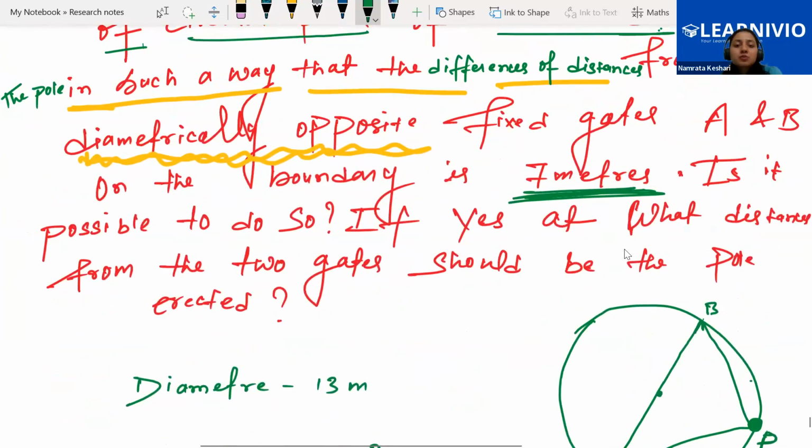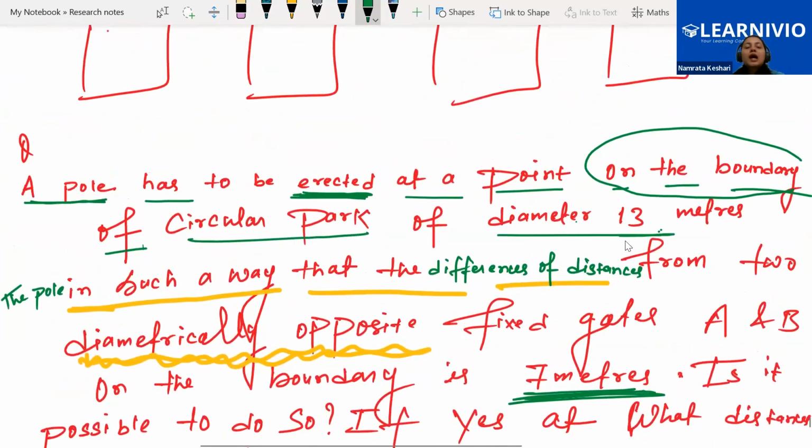Now, is it possible to do so? We will be talking about that later. But first, let me know whatever is written in the question, whatever the question is saying, is that clear to you? Yes or no? Yes, ma'am.